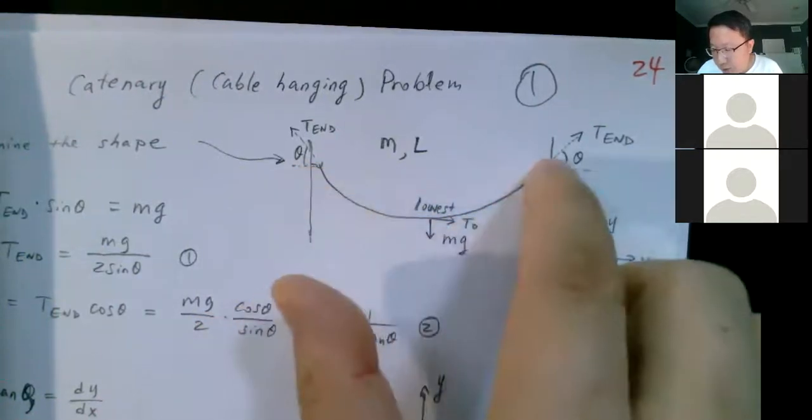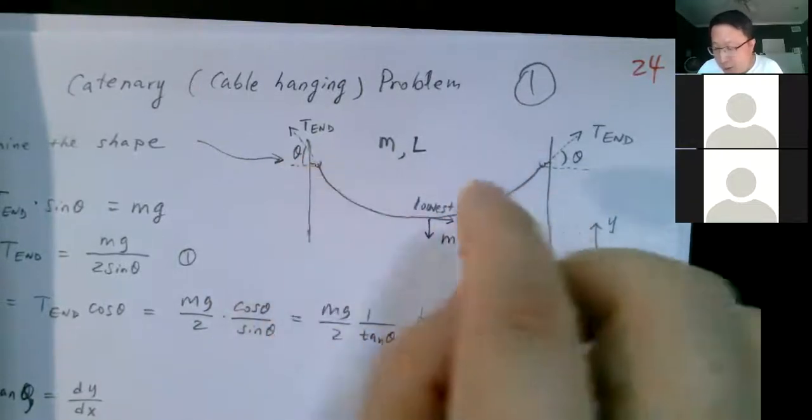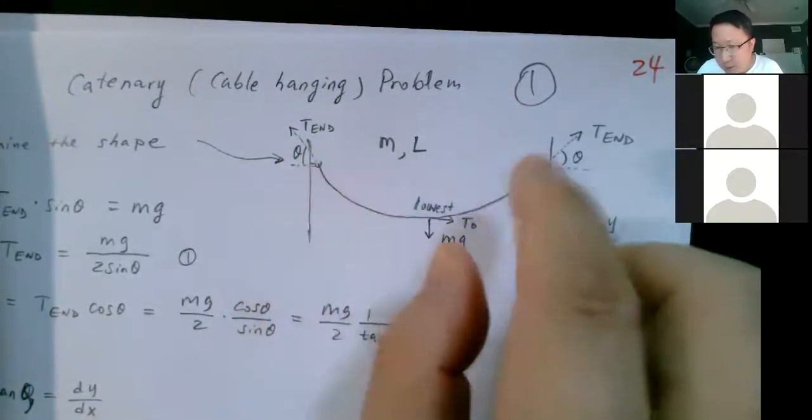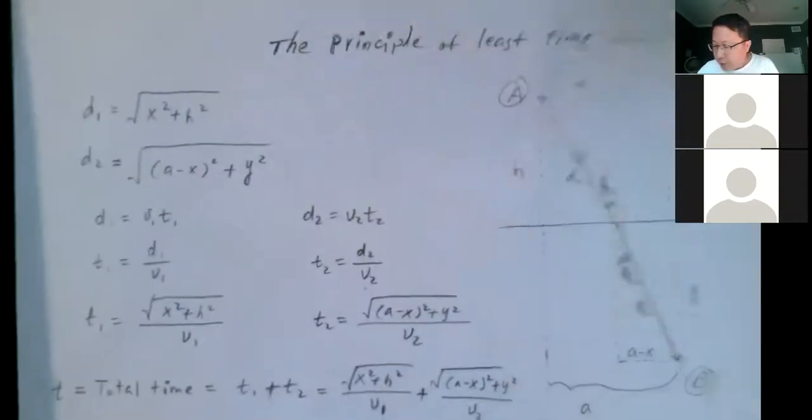This shape is well defined. We can derive this shape mathematically or physically, and it's a special function, and we can derive that. So that's something we can talk about.